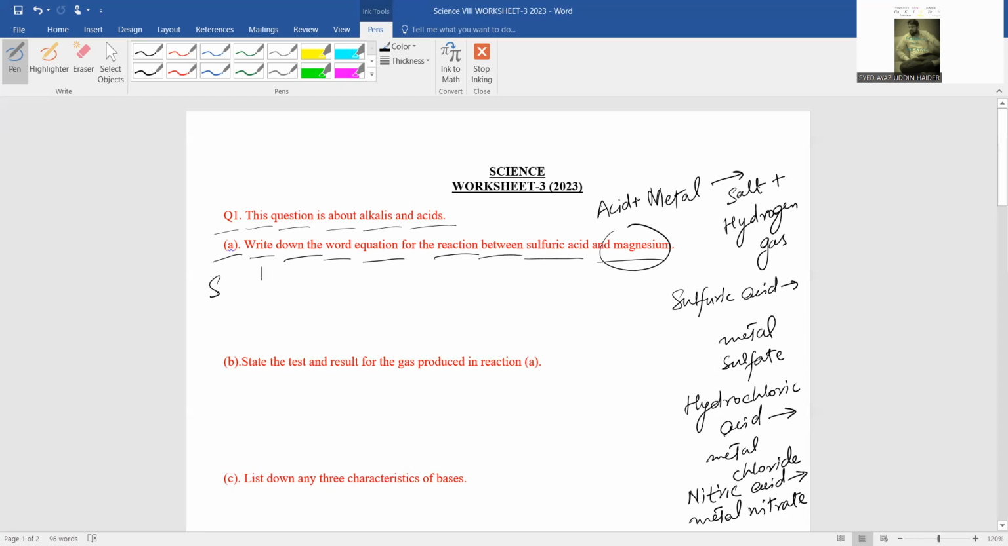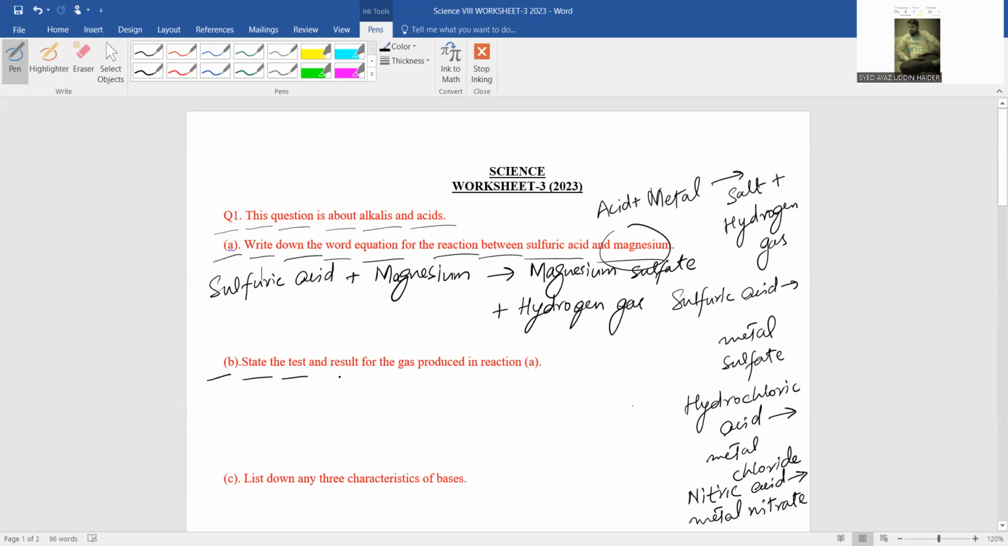So you'll write it this way: sulfuric acid plus magnesium. Now the metal is magnesium, so the salt must be of magnesium. So you will write magnesium sulfate plus hydrogen gas.